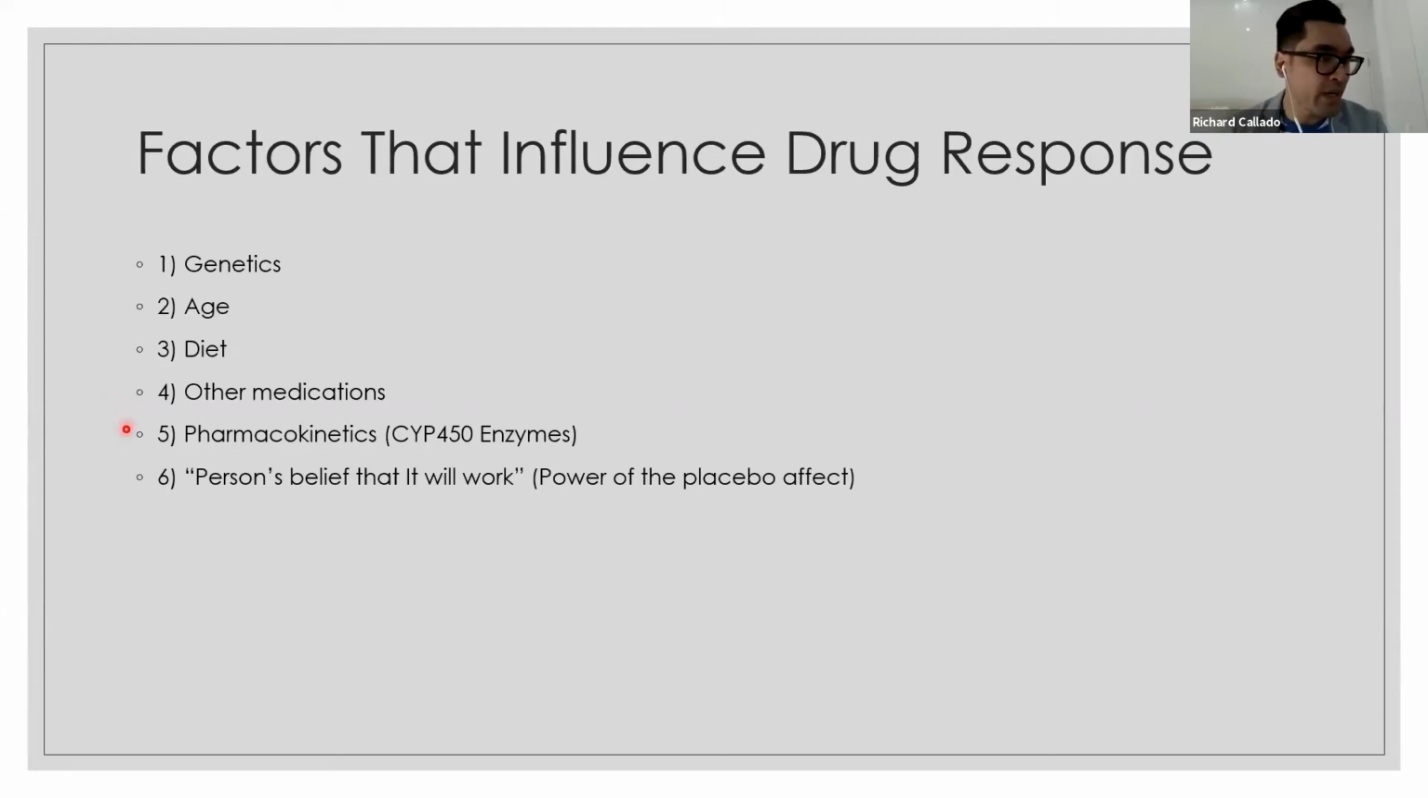Excellent. So I'm going to go to pharmacokinetics now. What is pharmacokinetics? Pharmacokinetics is how our body works on medication. So it's the absorption, right? Are you taking it by mouth? Is it being injected?